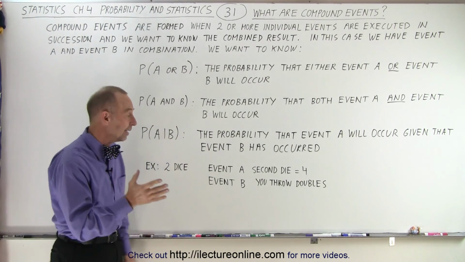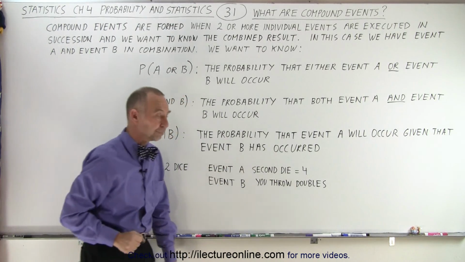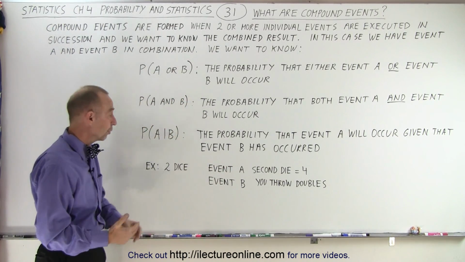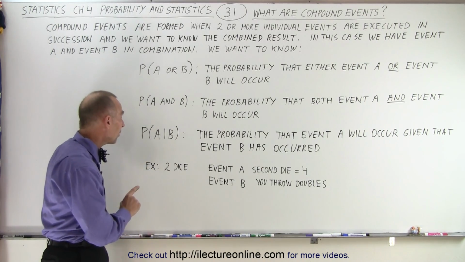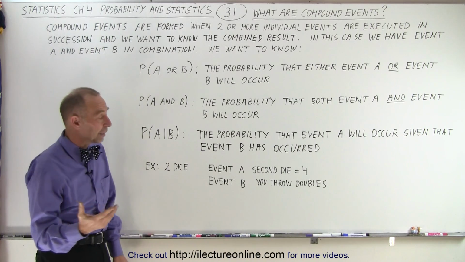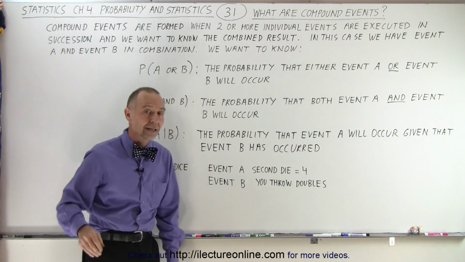The third one, the probability that A will occur, considering that B has occurred. So let's say that you throw doubles. That's event B. Could be two 1s, two 2s, two 3s, two 4s, and so forth. What is now the probability that A will occur? What's now the probability that the second die is a 4?